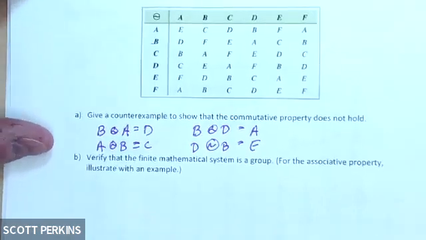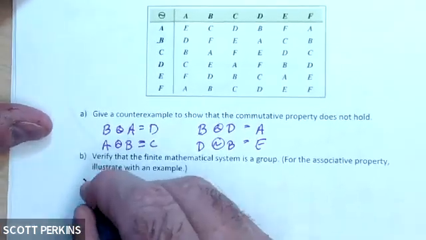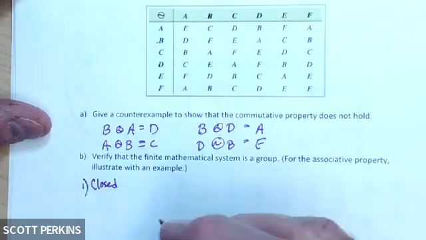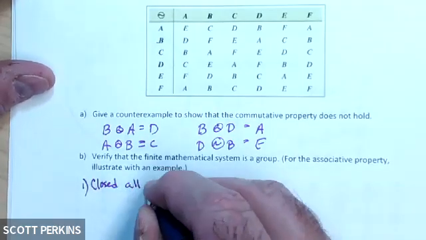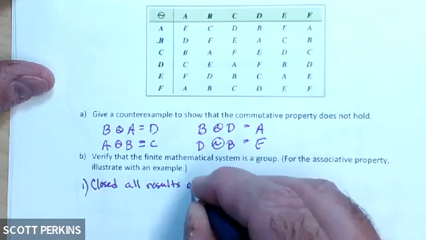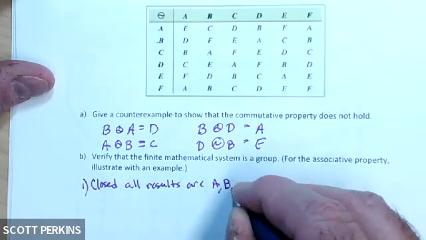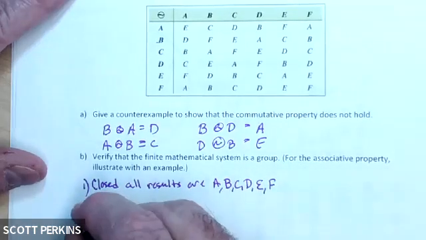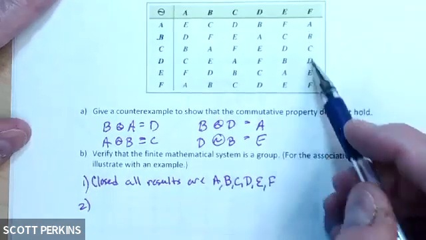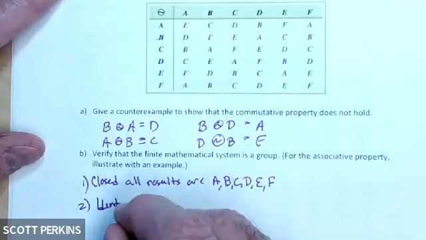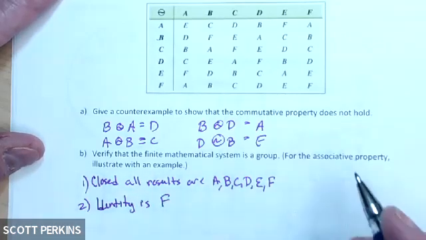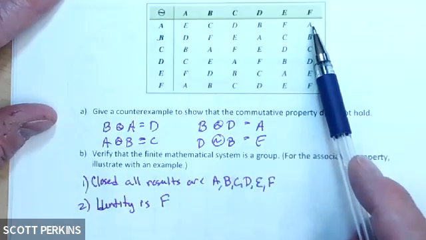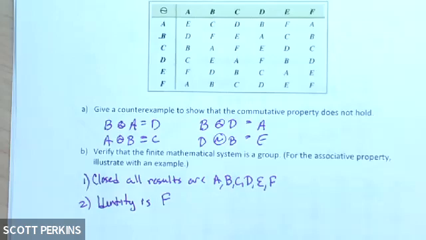So then the other one, I've already told you that this is a group in the problem. So all you're going to do is the 4 steps to show that. The first thing, you're going to verify it's closed, and it is closed. I was looking while you were doing the problem. All results are A through F. The second thing is, what's the identity? The identity looks like it's going to be F. My first column of elements is A, B, C, D, E, F, and all these results are A, B, C, D, E, F. So I get exactly what I started with.